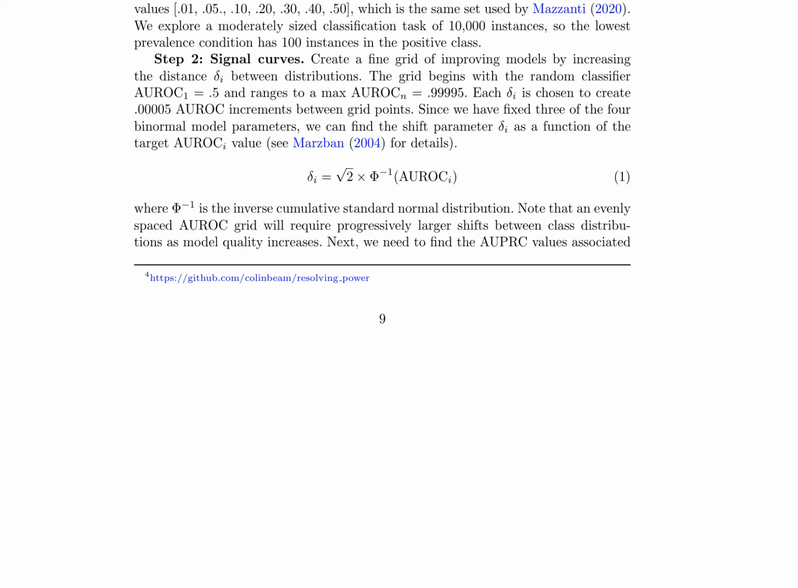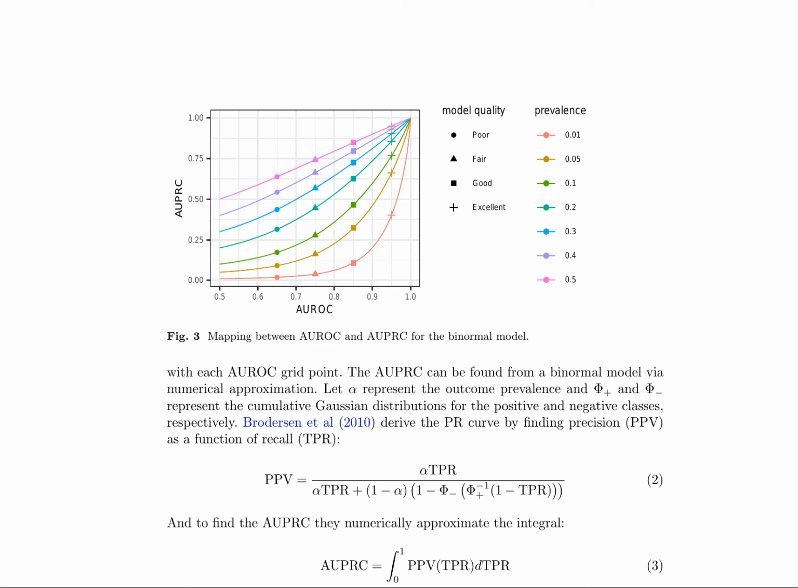as model quality increases. The authors establish a crucial mapping between the area under the receiver operating characteristic curve, AUROC, and the area under the precision recall curve, AUPRC, for the binormal model, as illustrated in Figure 3. This mapping enables a deeper understanding of the relationship between the two metrics.